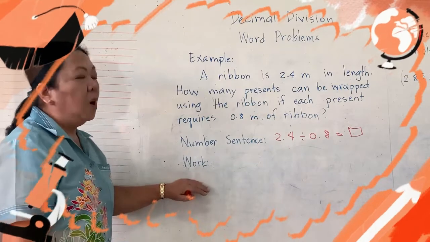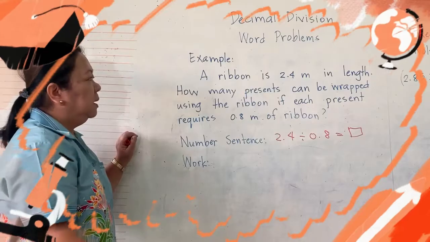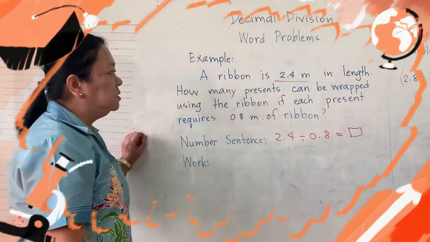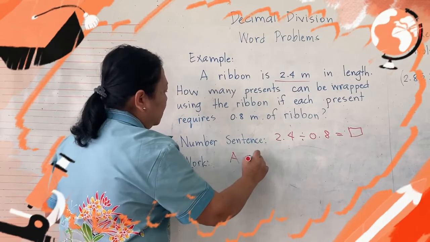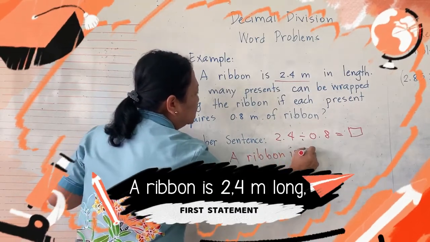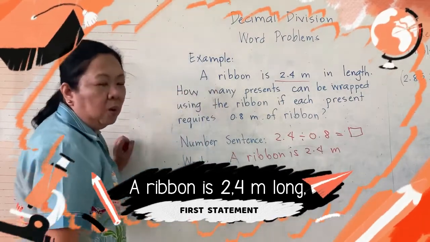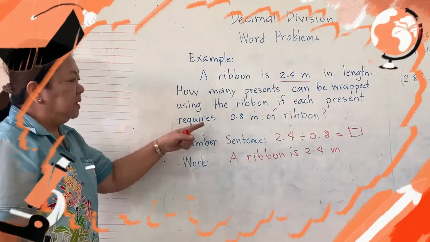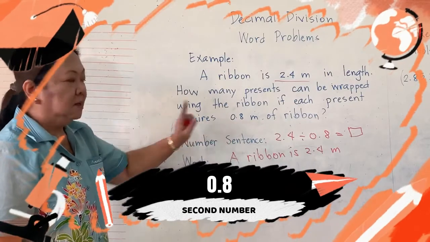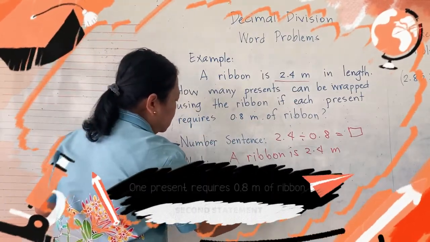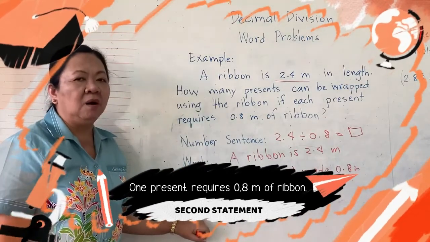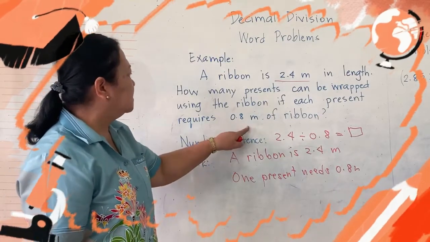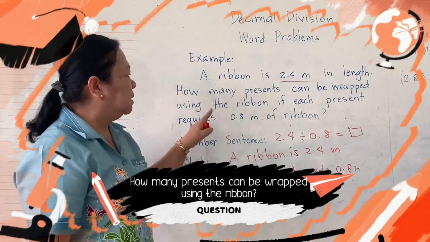To do the working, always remember that you need to give importance to the numbers that you can see in the problem. Here, the first number that you can see is 2.4. Therefore, you will write that in your first statement: a ribbon is 2.4 meters long. And then the next number you can see is 0.8. So one present needs 0.8 meter of ribbon.